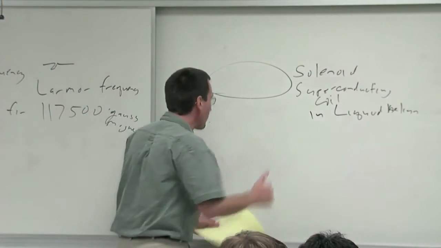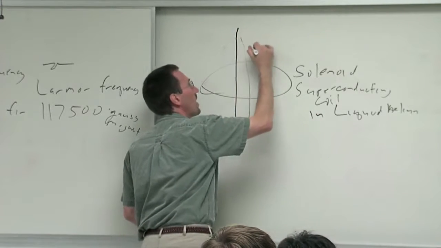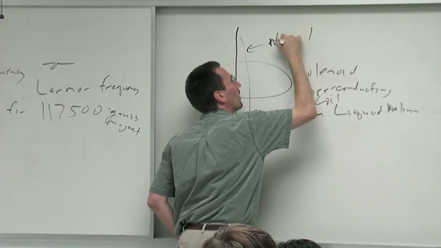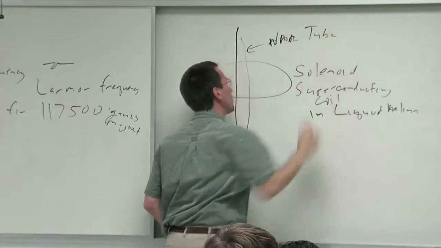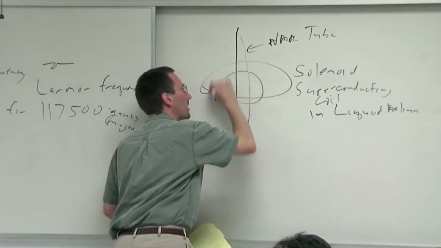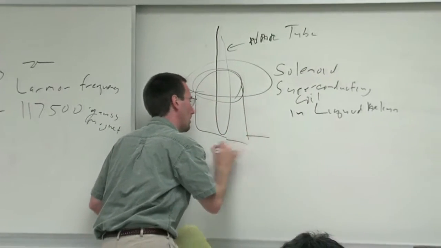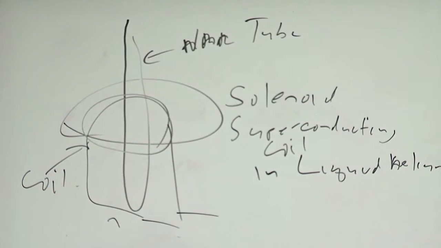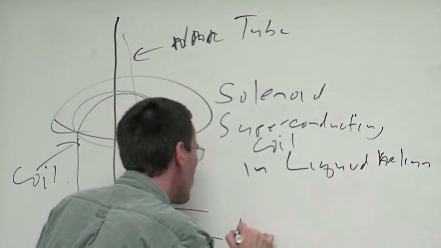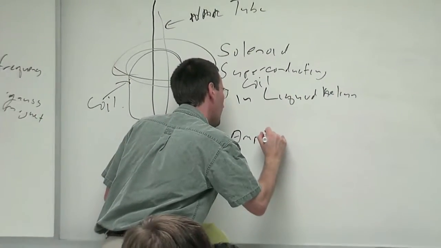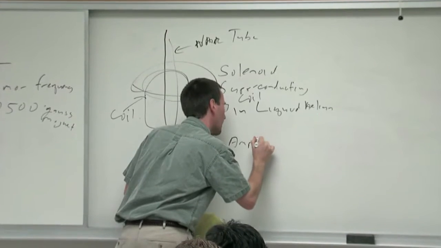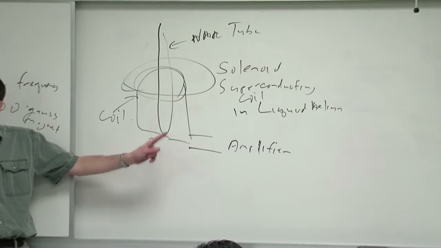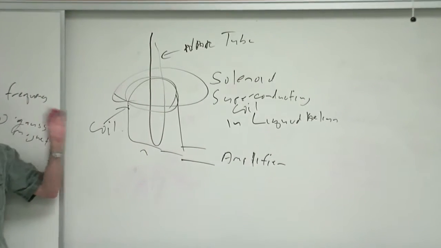So you have your solenoid, and then you have your NMR sample in an NMR tube. And then you can think of it as your coil. God, this is a horrible drawing. So your coil goes to an amplifier. So this is just like a radio at this point. Your coil goes to an amplifier because you're getting a minuscule signal.